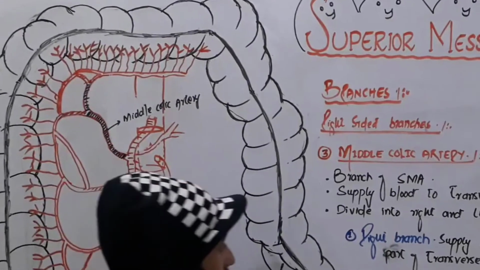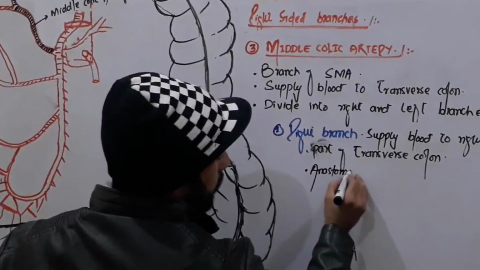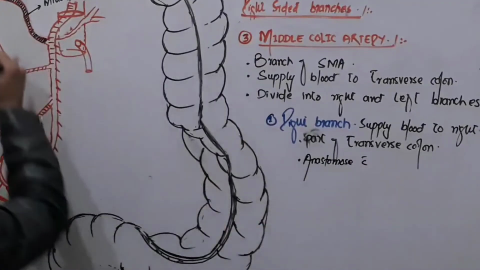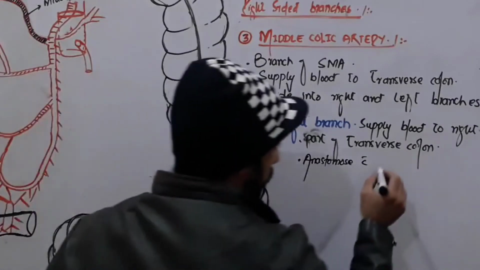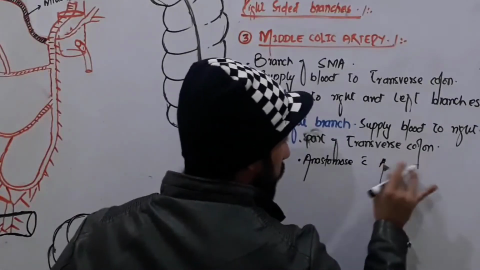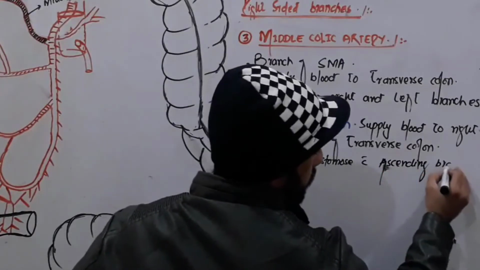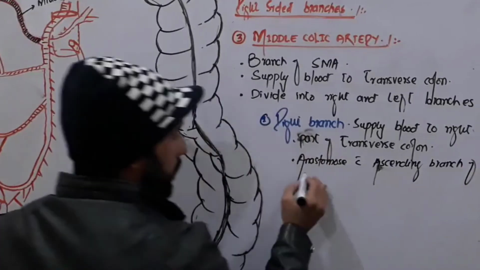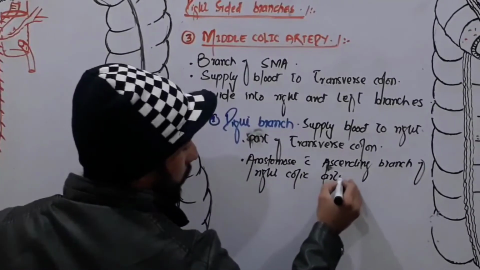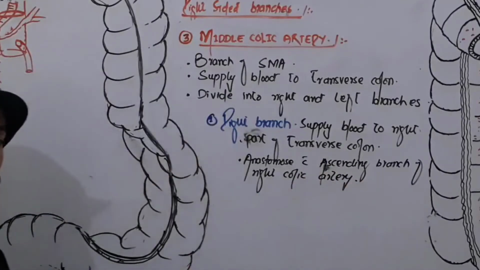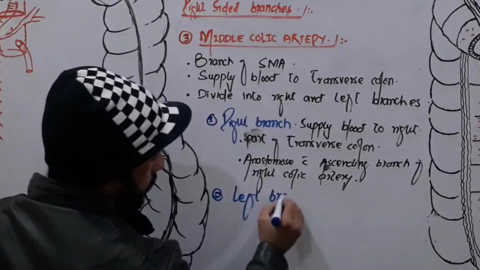And then what does it do? It anastomoses with the ascending branch of the right colic artery. I have told you before also, the ascending branch of the right colic artery. Done. And what does the left branch do? The left branch.